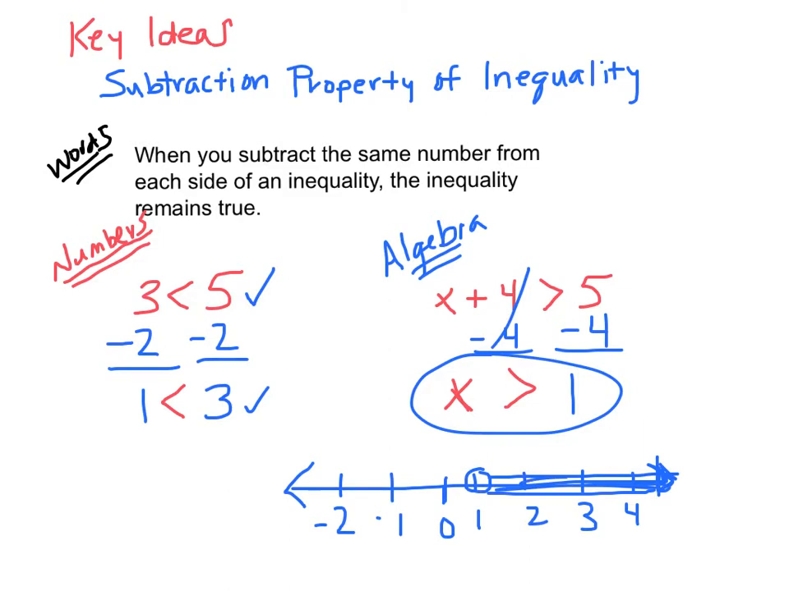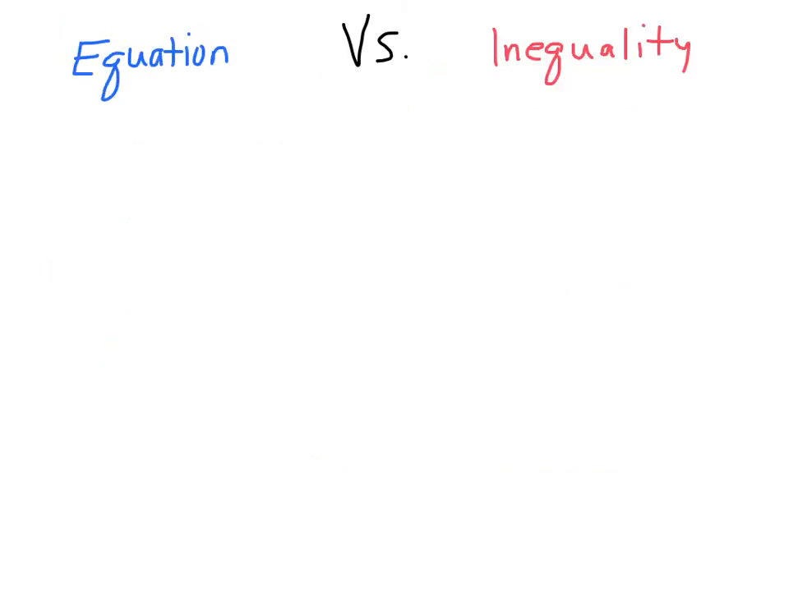And you color it like this, but leave that circle open. So I just want to prove to you how this is exactly like what we did in 7.2 and 7.3 by showing you an equation versus an inequality. It's very simple. I'm going to give you the same problems, only one's an equation, one's an inequality.